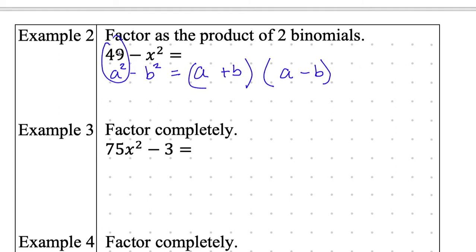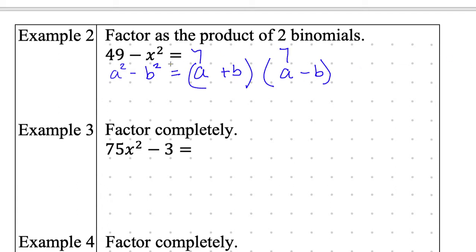So, if a squared is 49, what is a? I'll repeat the question. I need quiet raised hands for this one. If a squared is 49, what is a? I'm basically taking the square root. Leo, what is it? 7. Write it down. A is 7. So this is 7 and this is 7.